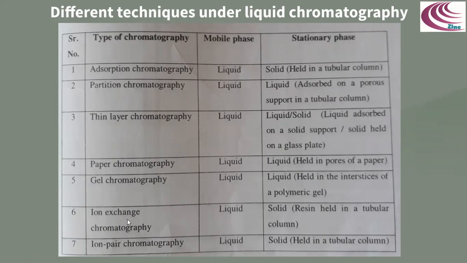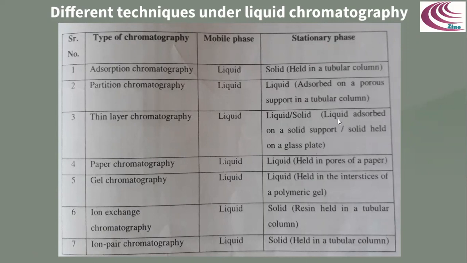Ion exchange chromatography as well as ion pair chromatography, the mobile phase is liquid in nature and the stationary phase is solid, that is, resin held in a tubular column in the case of ion exchange chromatography. And in ion pair chromatography, the solid material is held in a tubular column. So these are various techniques under liquid chromatography. Now we will explore high performance liquid chromatography, that is HPLC.